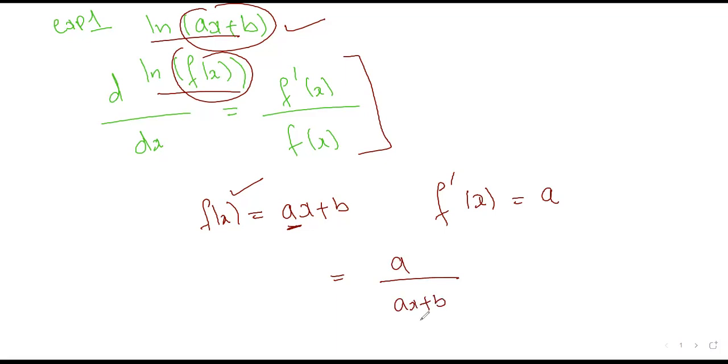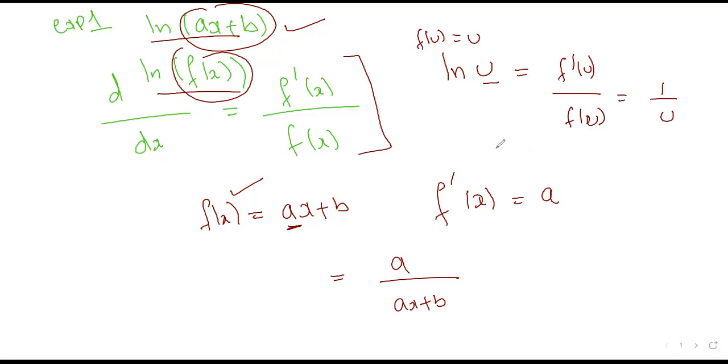Is it clear? We're not supposed to do 1 by ax plus b times. Wait. In that example, we were talking about u. In that example, f of u was u. Now think of it. The derivative of this would be f dash u divided by f of u. So f of u is u, and the derivative of u is 1.